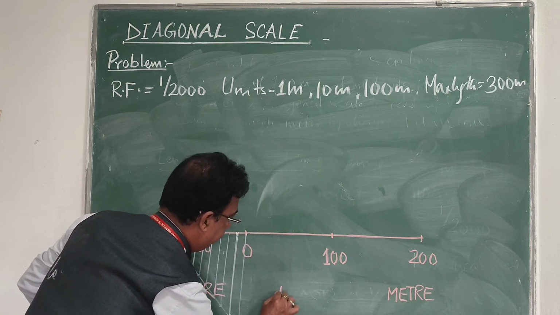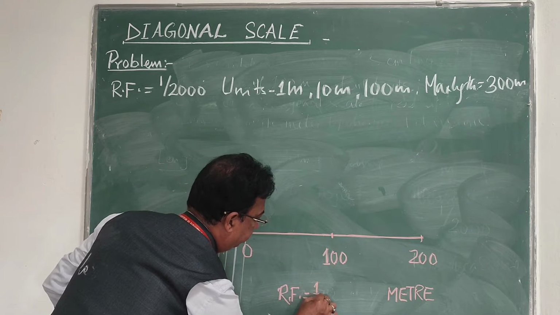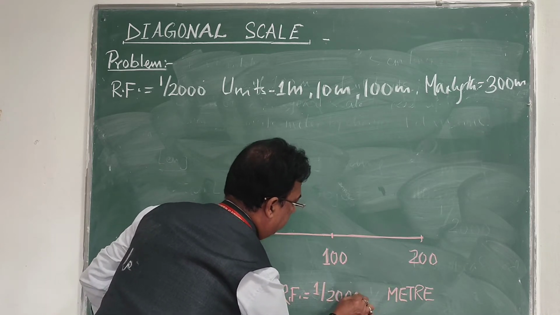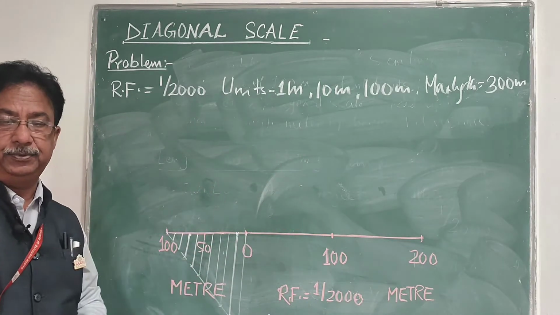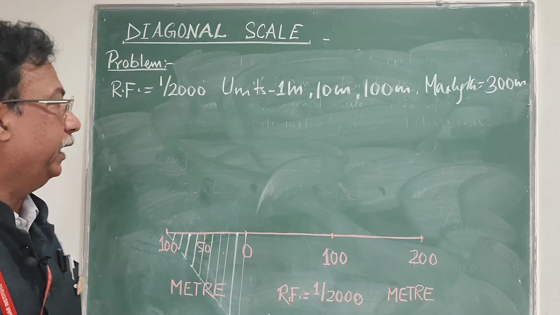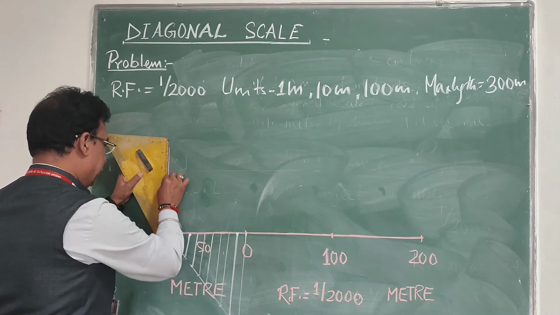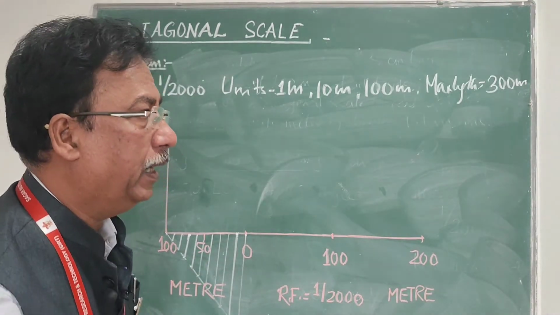In the center we will write the RF, that is 1 upon 2000. Now for the third division we will go for the diagonal upside and use the principle of diagonal scale. So I will draw a line perpendicular on this, and on this line I am going to mark distances.